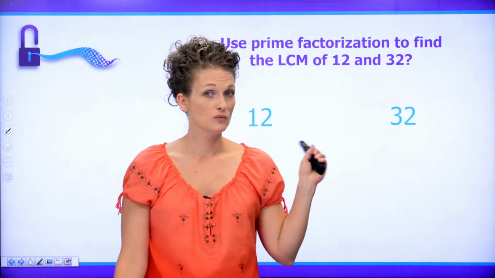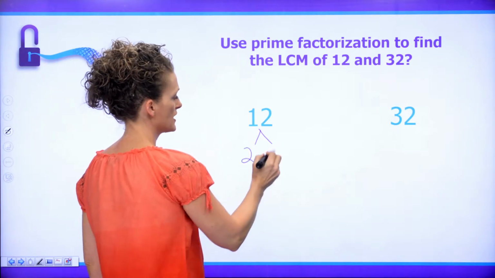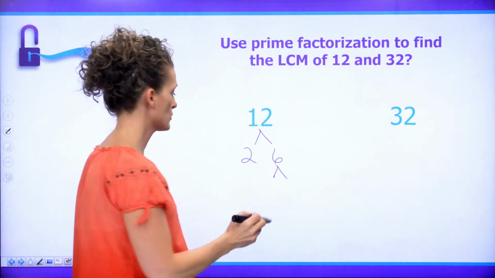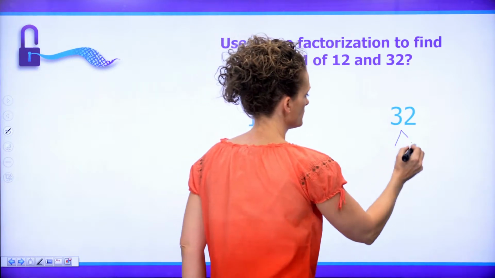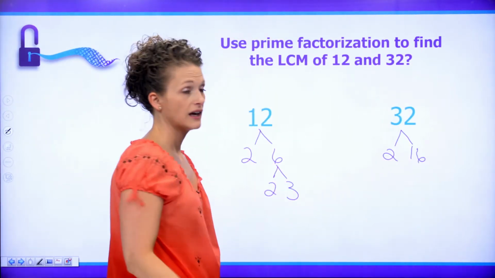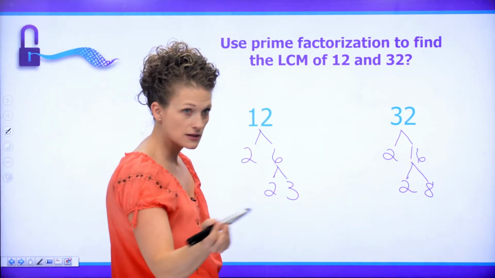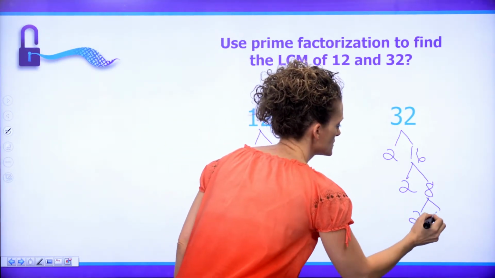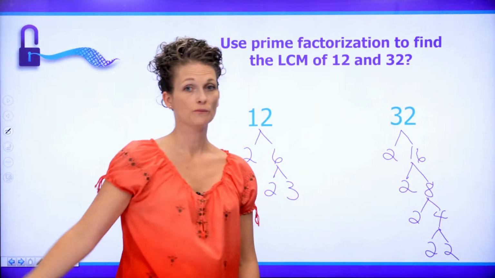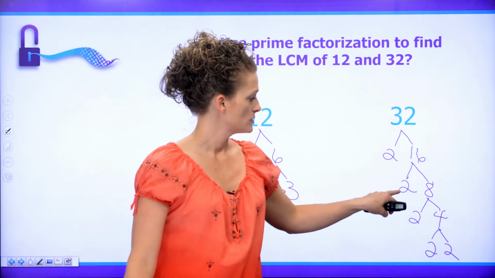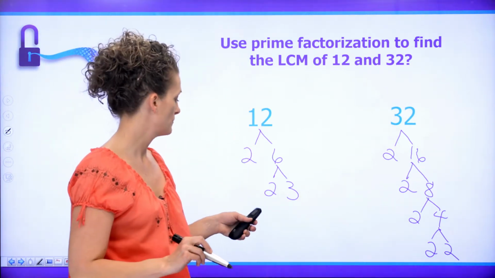12 and 32. Now we found the multiples of that, and it was kind of a long process. So let's do our factor tree. 2 times 6. 6 is not prime, so we're going to go one step further, and we get 2 times 2 times 3. 32, 2 times 16. And again, 16 is not prime, so this is 2 times 8. 8 is not prime, so we're going to go 2 times 4. And 4 is not prime, so we go 2 times 2. So 32 is 2, 2, 2, 2, and 2, which is 2 to the 5th power. And 12 is 2 squared times 3.